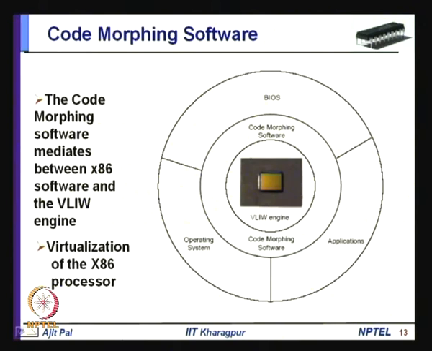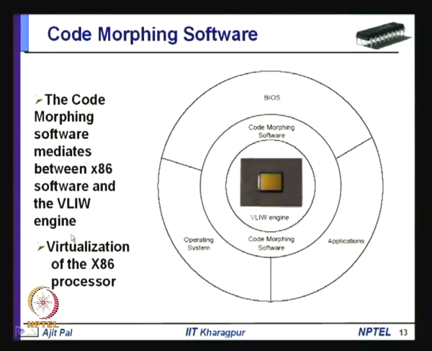Now, the most important component in this Transmeta processor is a piece of software known as code morphing software. What it really does is mediate between x86 software and the VLIW engine. Essentially, it is doing a kind of virtualization of the x86 processor. So, to the user it is nothing but an x86 processor.